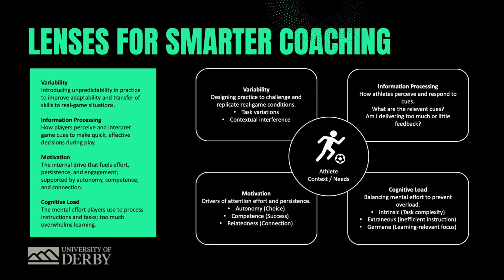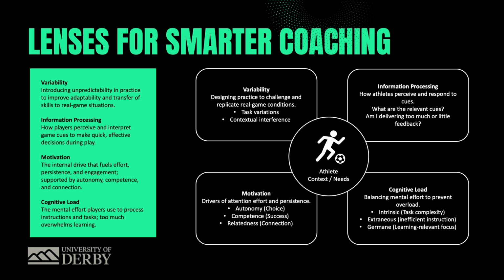Cognitive load, the bottom right. Players' brains have limits. If we stack multiple new tasks at once, new information, technical drills, tactical cues, we risk overload. That slows decision making and creates errors. Instead, you can layer complexity gradually. Establish one element, then add another once it's stable. The slide reminds us to distinguish between intrinsic load, task difficulty, and extrinsic load, poorly delivered instructions. And the germane load is focused learning, relevant effort.